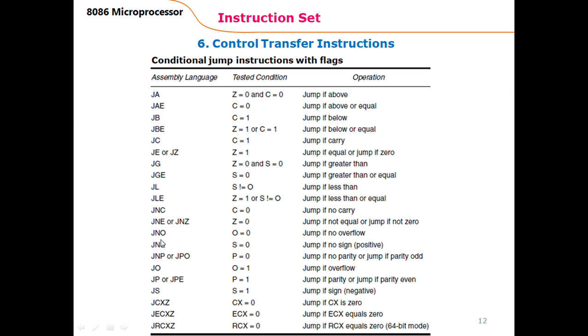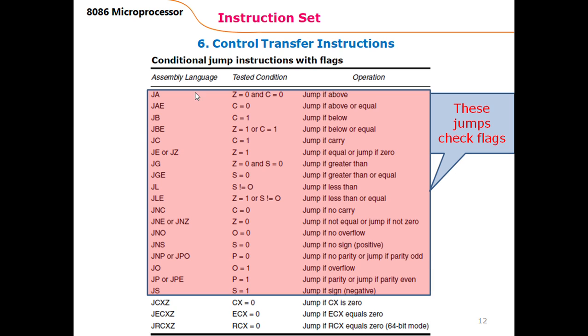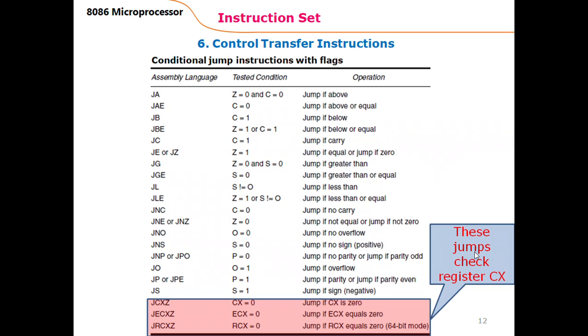Okay, so jump if no overflow, jump if no sign, jump if no parity, jump if parity, jump if overflow, jump if parity or equal, jump if sign. The instructions highlighted here check one flag or more than one flag, but the last three instructions are different.